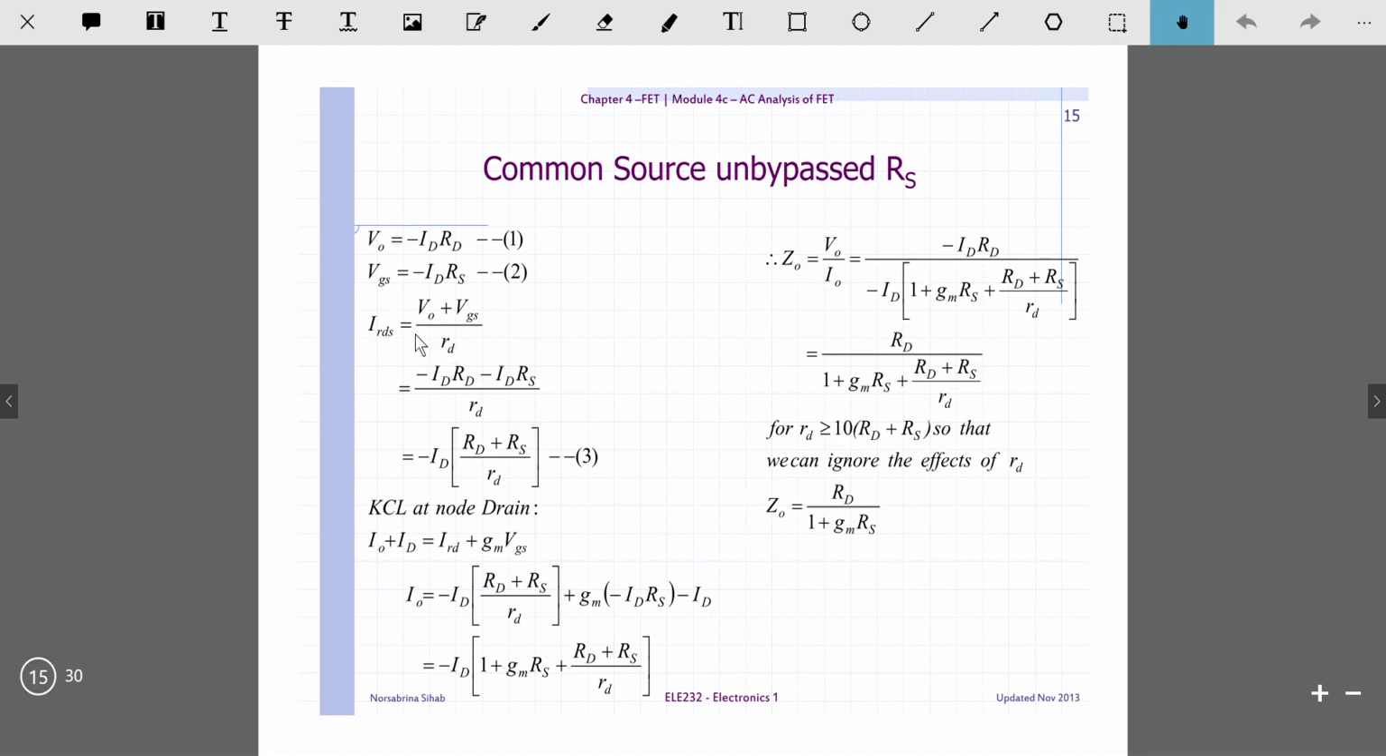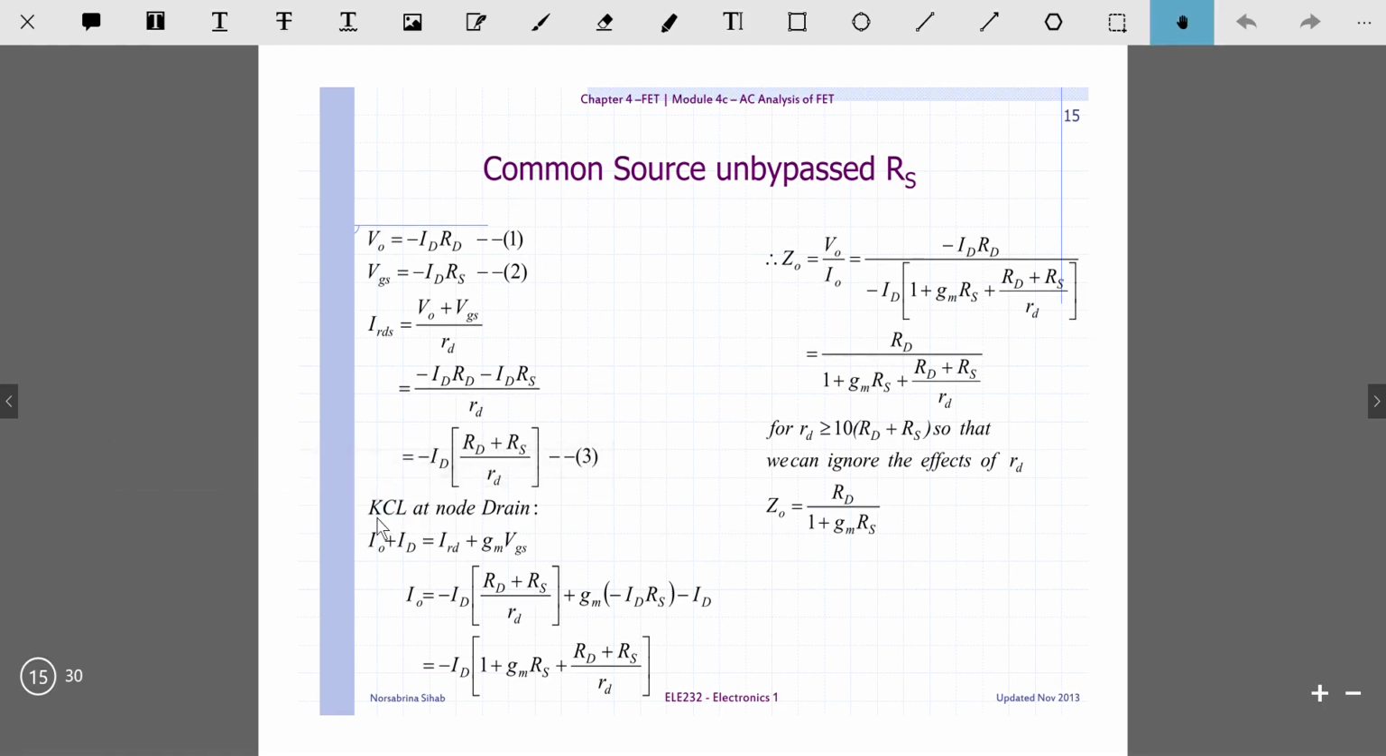Here you will get the equation will become minus ID RD and then minus ID RS. This equation comes from equation 1 and equation 2. After you have this equation, you can simplify it, and you will get minus ID multiplied by RD plus RS divided by small rd. So this is equation number 3.